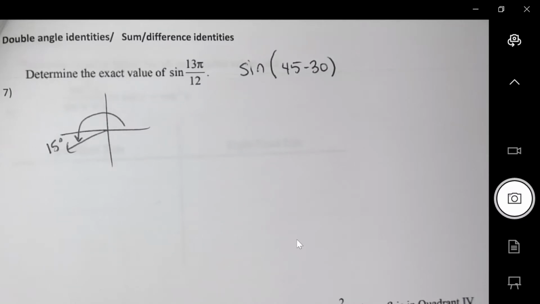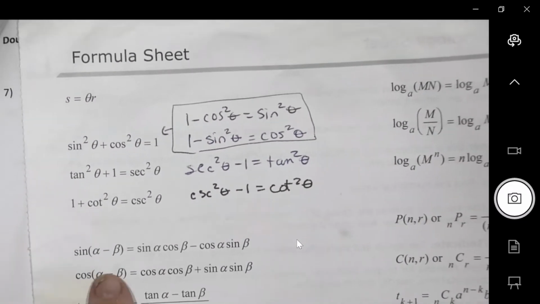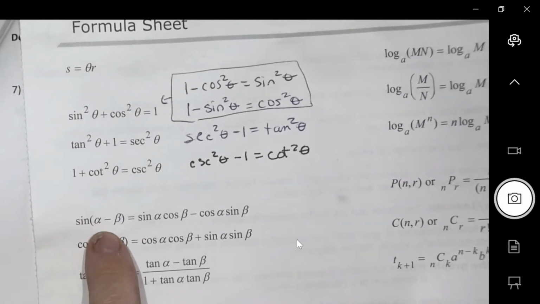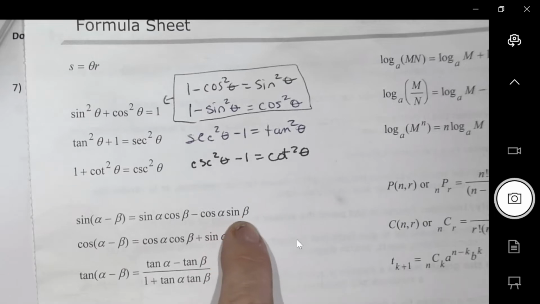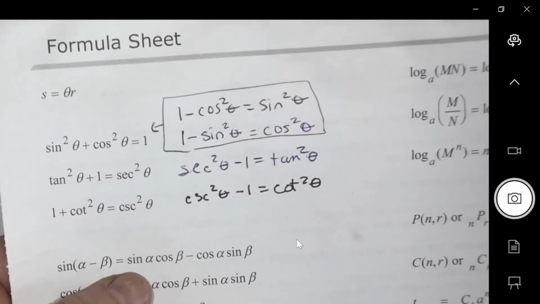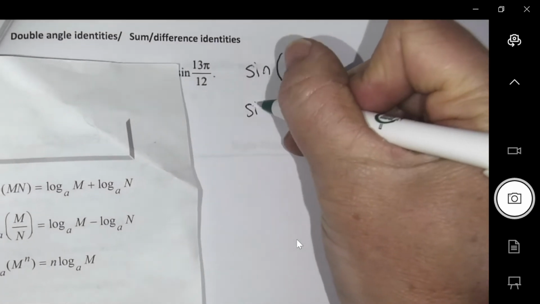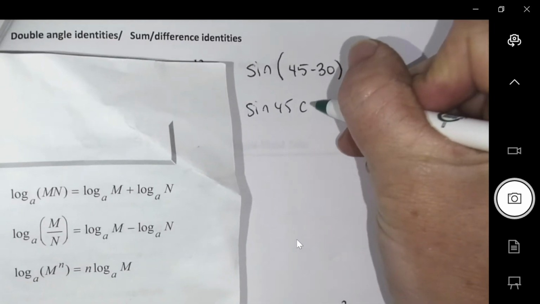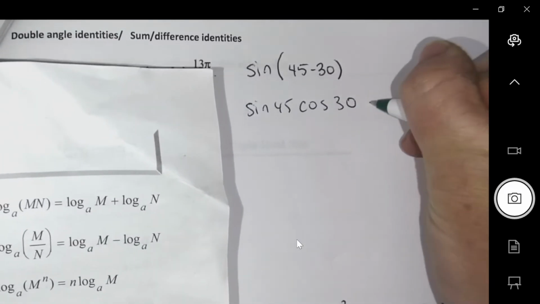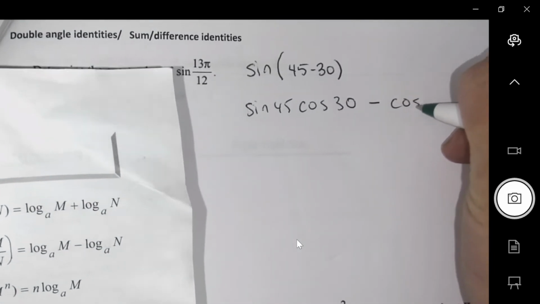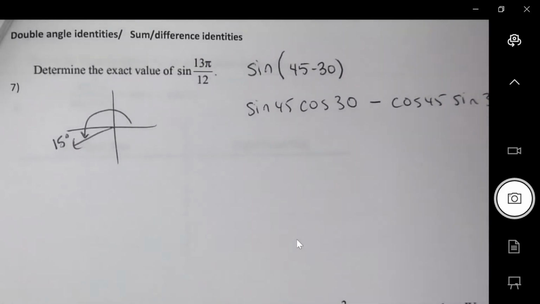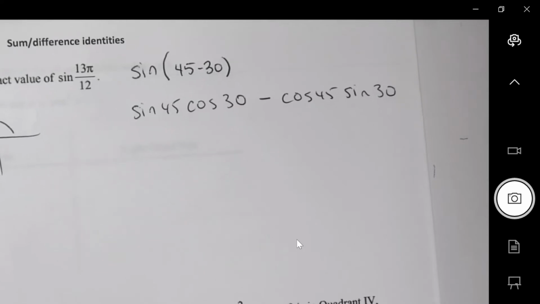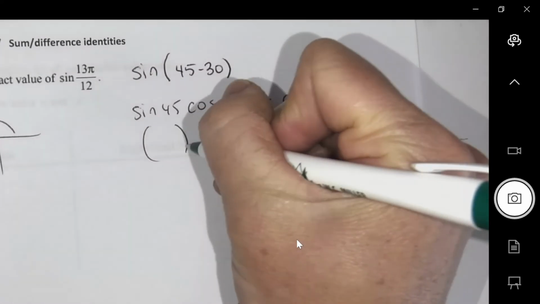Now, I grab my formula sheet and I have a formula. So, subtracting angles, and then I write this formula out. So sine 45 cos 30 minus cos 45 sine 30. So I found the formula sheet.